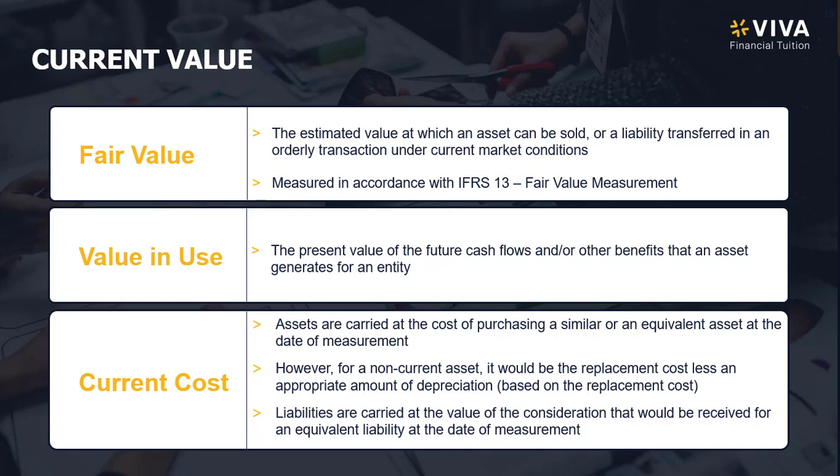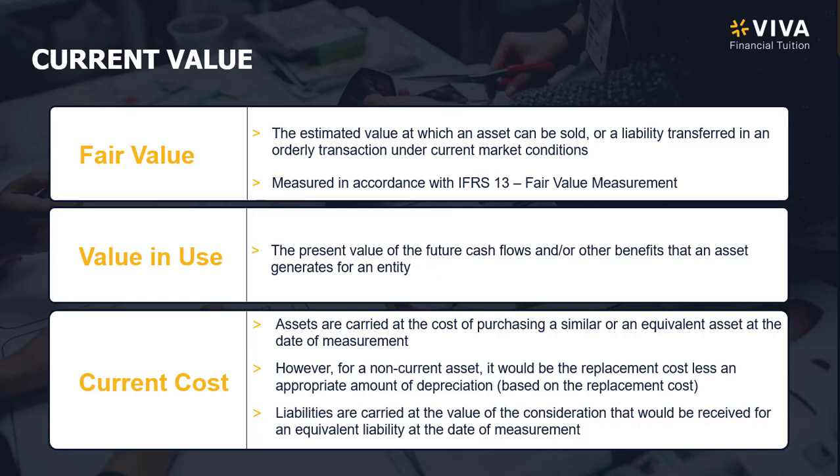Alternatively, you can use current cost. Now, all of these 3 are variations on the theme of current value. Some accounting standards specifically require you to use a particular one of these, whereas other accounting standards just say you can use different types, giving a choice effectively, but the conceptual framework says you can use any of them.